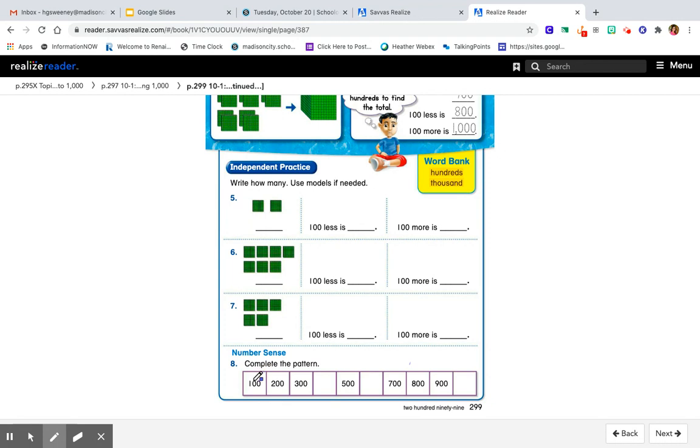All right, so we have 100, 200, 300, 400, 500, 600, 700, 800, 900, 1,000. Okay. Check to see how you did. If yours is right, you can press pause or you can press play and continue the video as we go to our next set of questions.